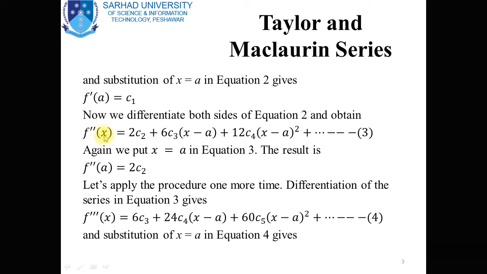Now we differentiate both sides of equation number 2 and obtain f double prime, the second order derivative of the function with respect to x, is equal to 2c2 + 6c3(x - a) + 12c4(x - a)^2 + and so on. Again, if we put x = a in this equation number 3, the result will be f double prime of the function f at x = a is equal to 2c2.